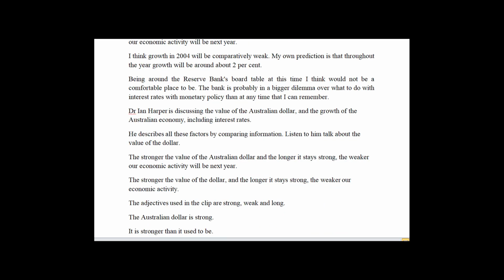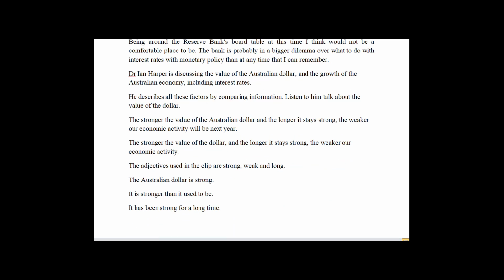Dr. Ian Harper is discussing the value of the Australian dollar and the growth of the Australian economy, including interest rates. He describes all these factors by comparing information. Listen to him talk about the value of the dollar.